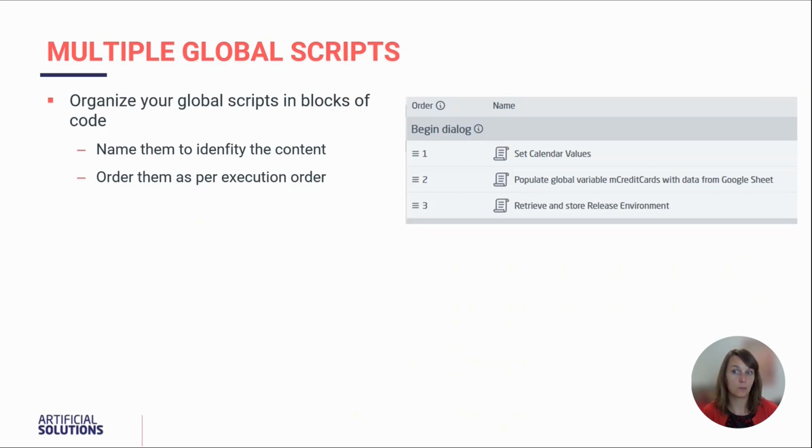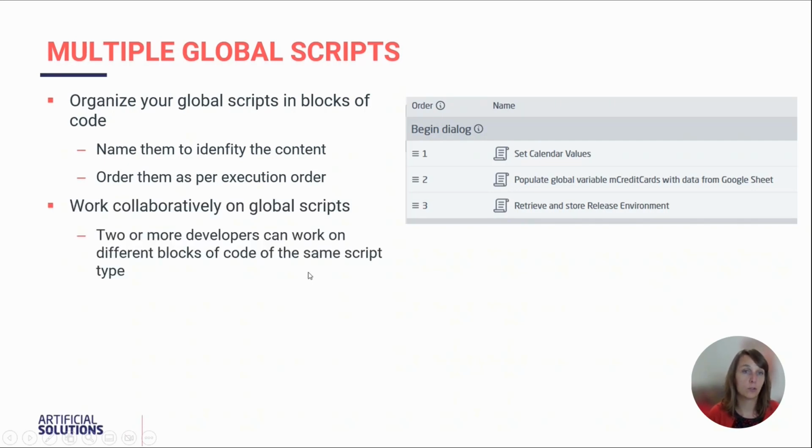Okay, so it's basically similar to the way that you would order your triggers. You would say this one should come first, this one the next, etc. You can do the same with your global scripts now. And that, of course, is very convenient when you have big scripts, right? Because then you can have more people working on the same script event at the same time, which was something that you couldn't do up until now, right? So if one person was working on the begin dialog script, then another person could not do so. By splitting now your global scripts into smaller chunks of code, well, then you can have one person working on the set calendar values element, and you can have another one working on the retrieve and store release environment, for instance.